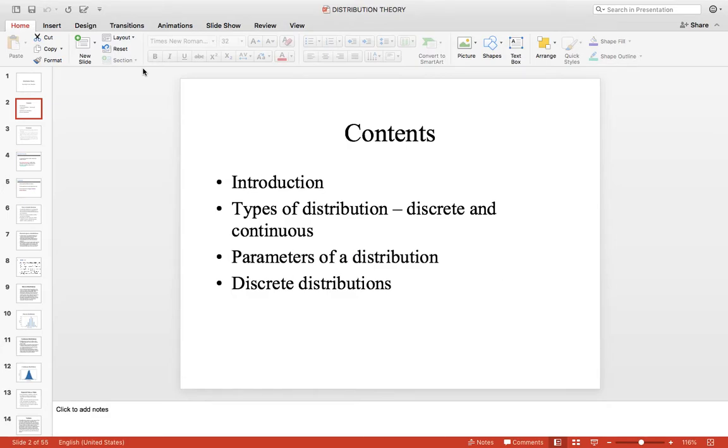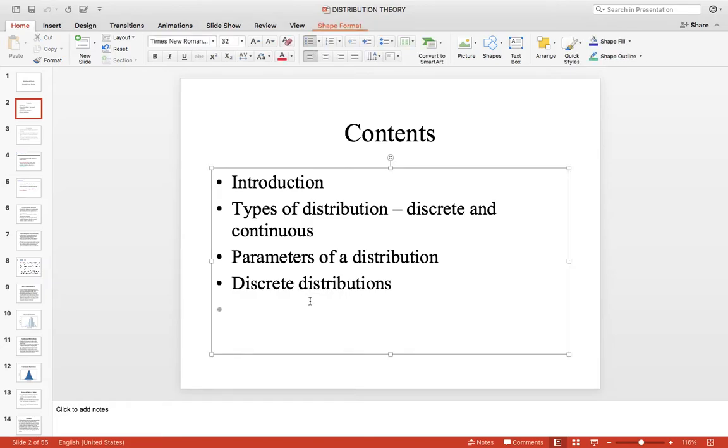And for every distribution, there are parameters, usually two. One is a location parameter, and another is a shape parameter. And these parameters vary from distribution to distribution. So the basic difference from one distribution to another is the parameters of the distribution, which consists of both the shape and the location, as well as the probability distribution function and the probability mass function.